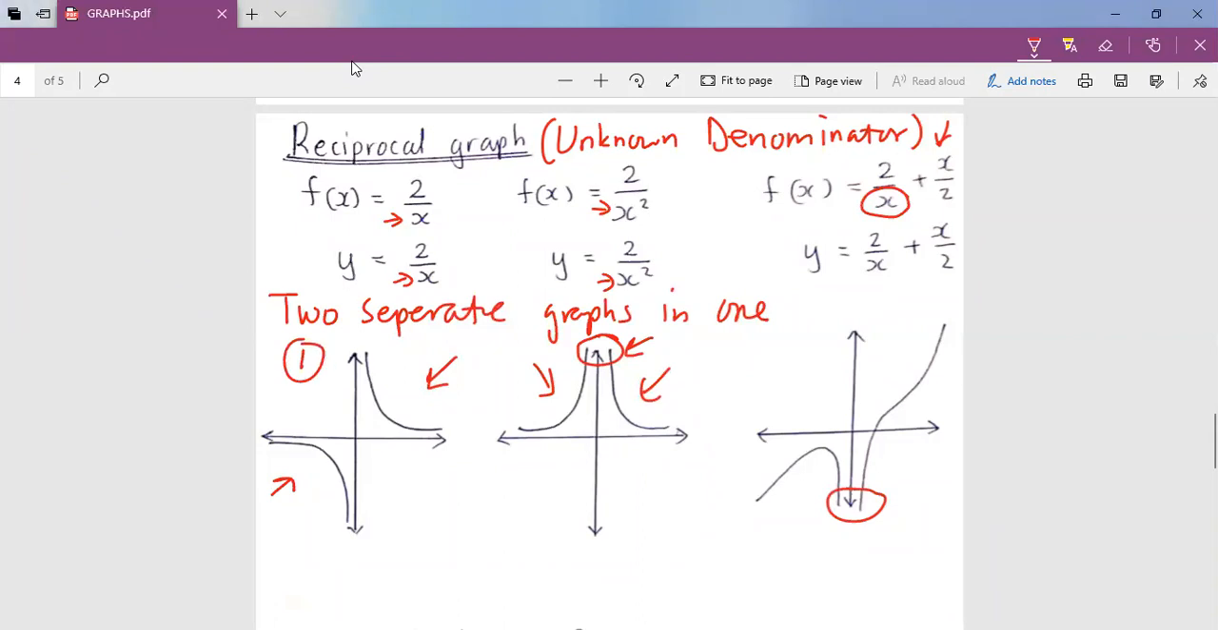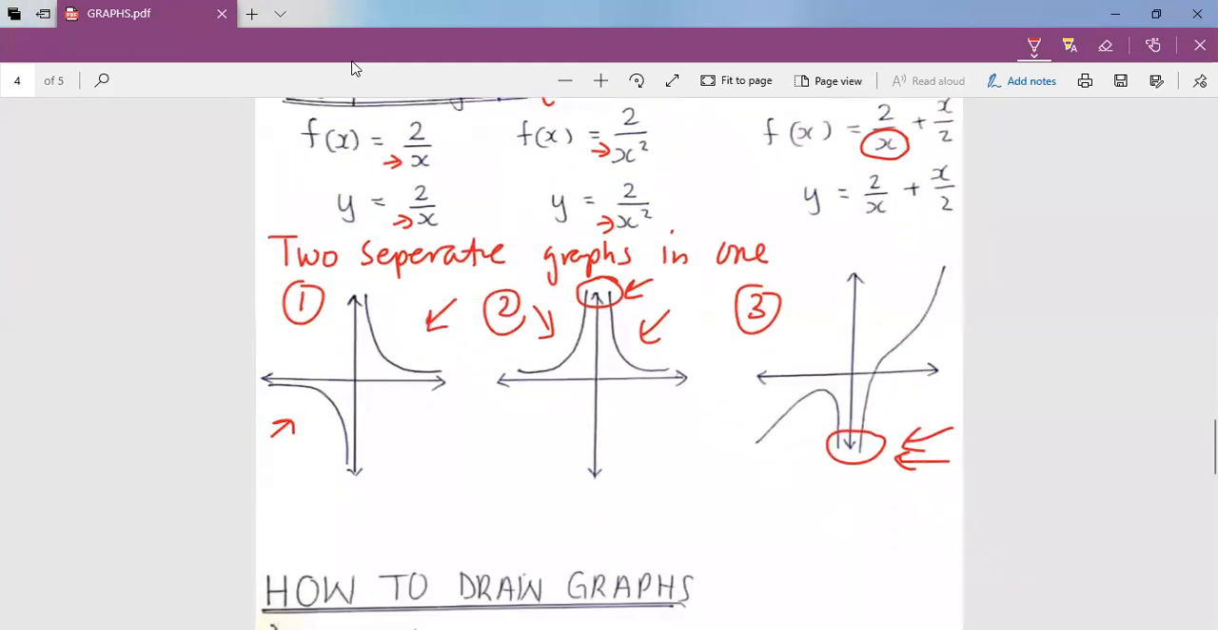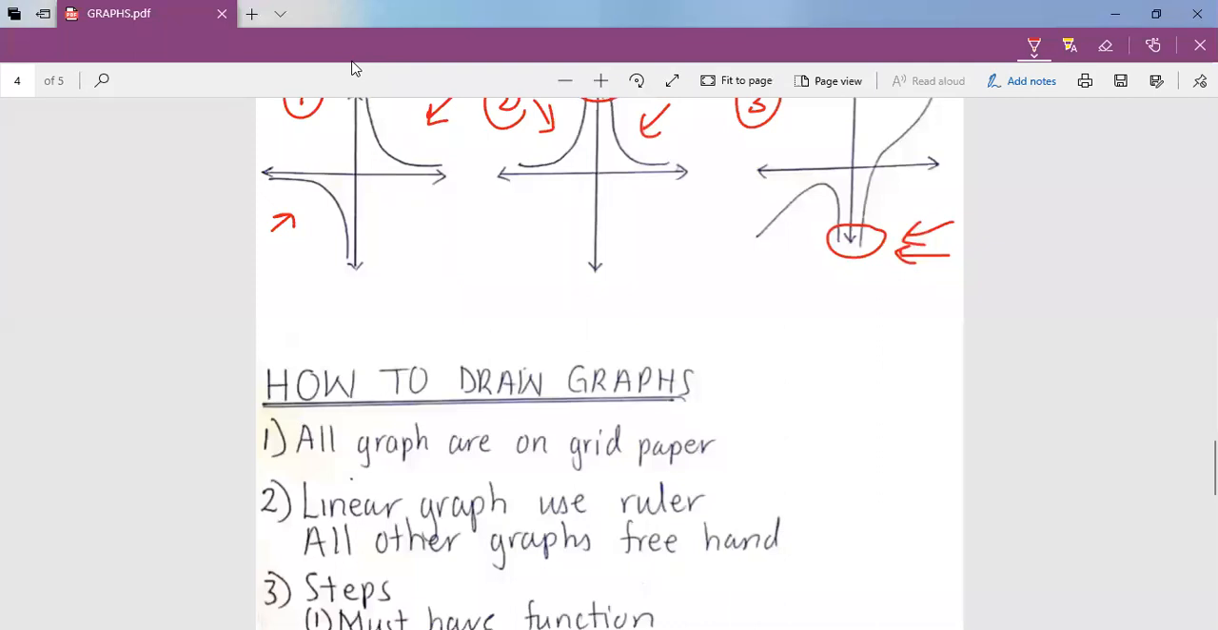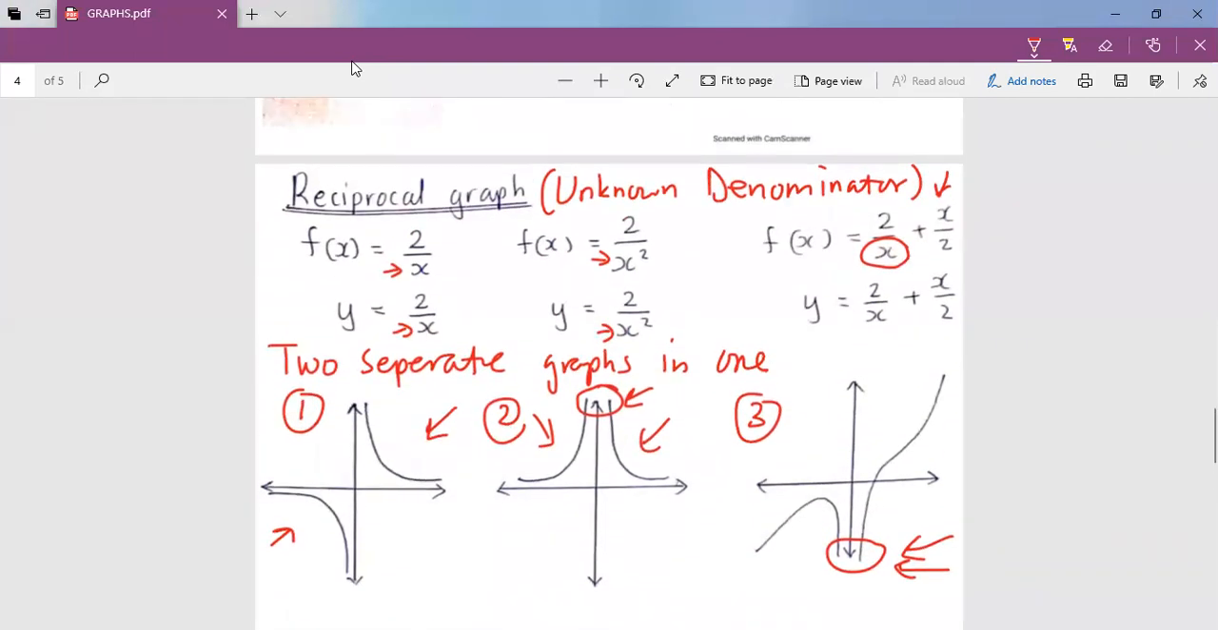Look, number 1, not joined. Number 2, not joined. Number 3, look at this part here. There are two separate graphs. So that is the nature of a reciprocal graph. At one point, they will separate. Are we together? So that is what we call a reciprocal graph. Remember, for a reciprocal graph, the unknown must be denominator. And then you must draw two parts, one part on the left, one part on the right, but never join the two. Once you know it is a reciprocal graph.